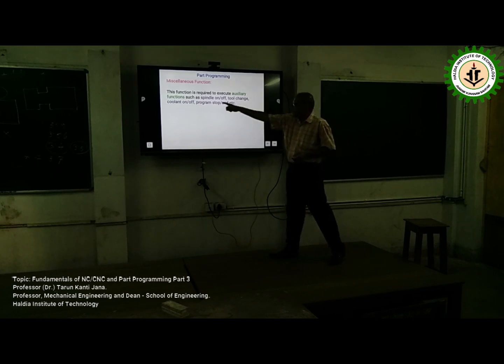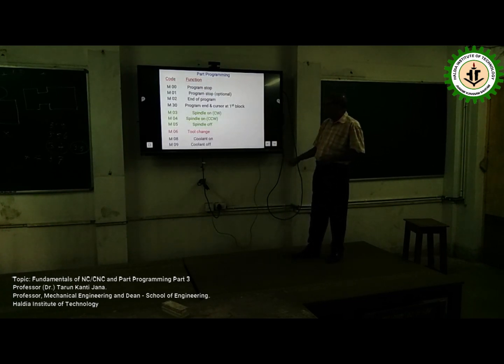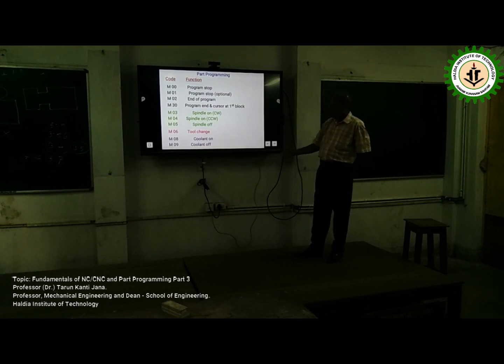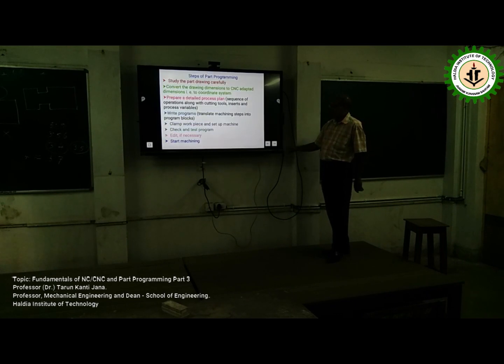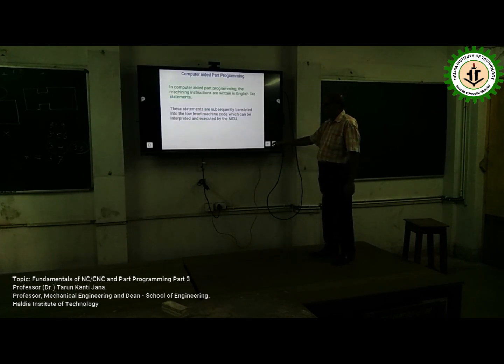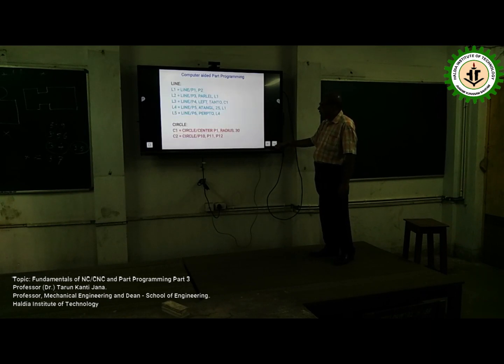Some other machine functions are spindle on/off, tool change, coolant on/off, and program stop. So there are some popular M codes. These are the steps of programming.